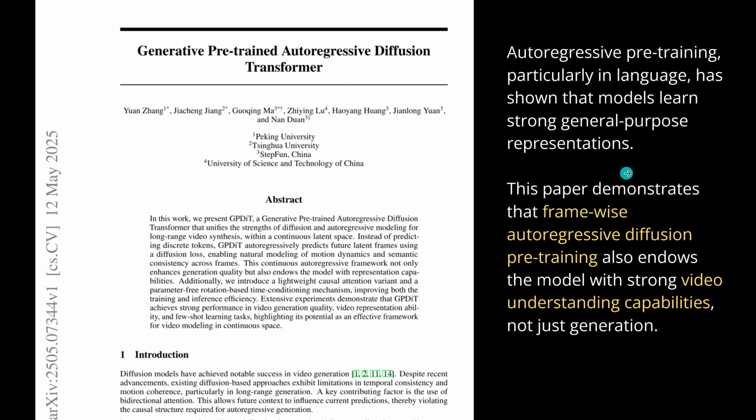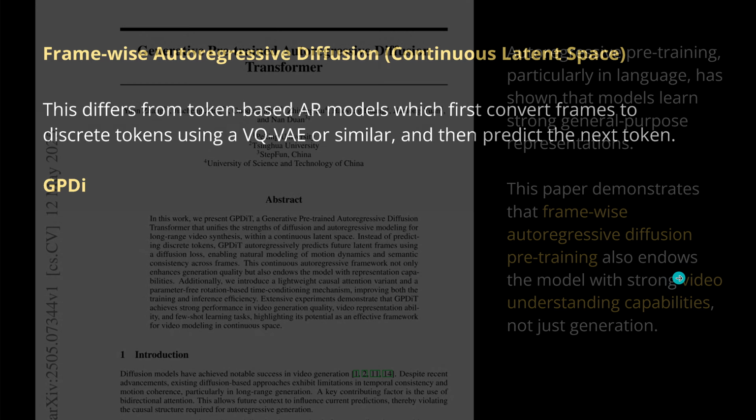And they have this beautiful frame-wise autoregressive diffusion pre-training, which also endows the model with strong video understanding capabilities, not just generation. And I think this is the real hidden power of this model, the video understanding capabilities that then lead to a better video generation.